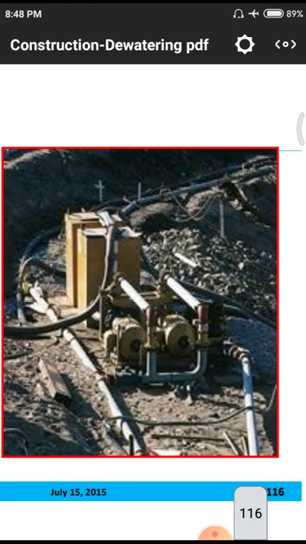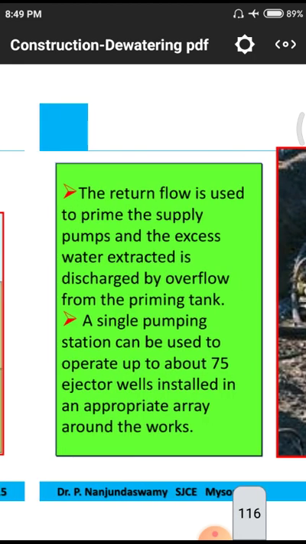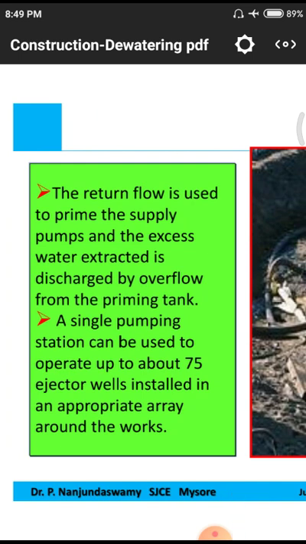It is also another case of pump. Here we are observing two pumps. If it is a single pump, the suction pressure is not sufficient to lift the water from a depth. So they are using two motors to create excessive pressure and lift the water. The return flow is used to prime the supply pumps, and excess water extracted is discharged by an overflow from the prime tank.